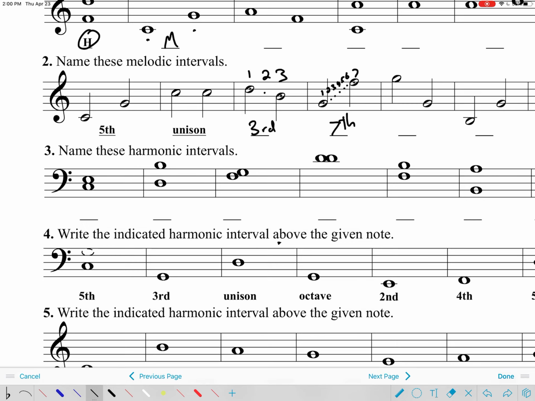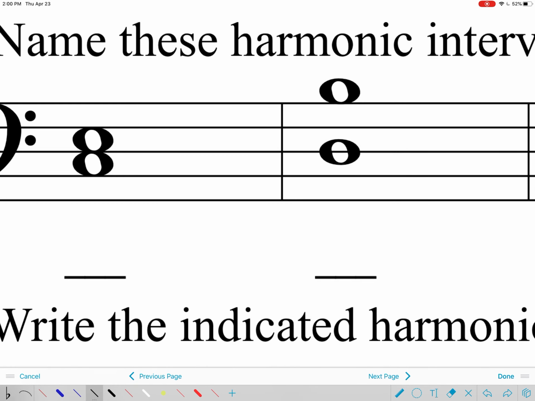Number 3, name these harmonic intervals. Use the same strategy. 1, 2, 3. That's a third. 1, 2, 3, 4, 5, 6. This is a sixth.